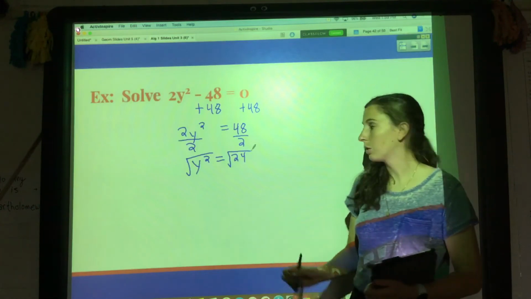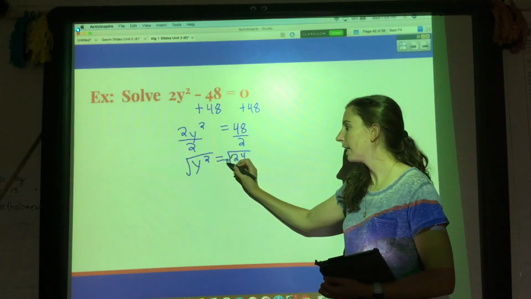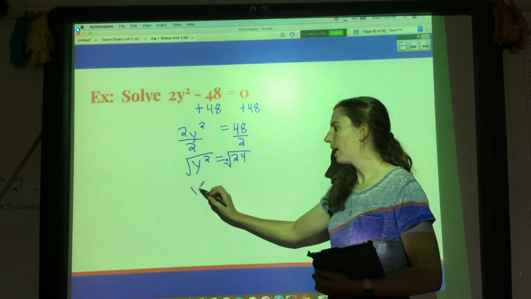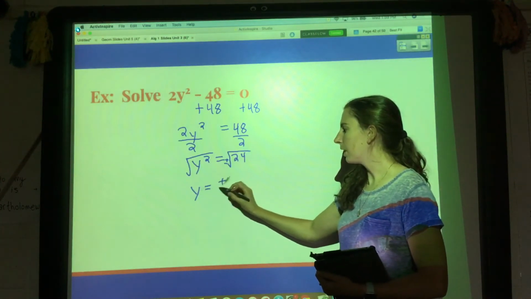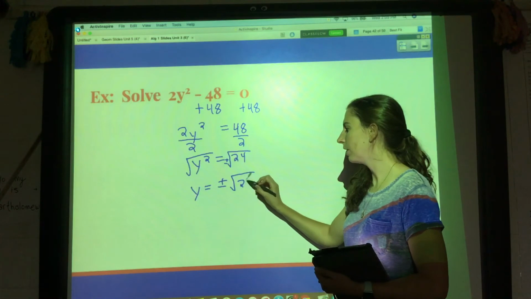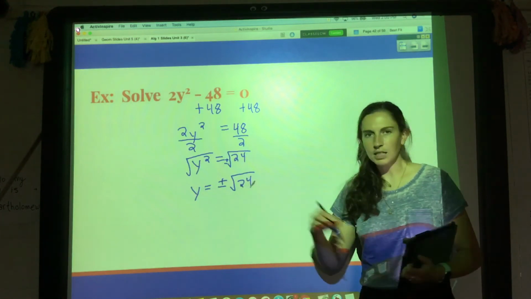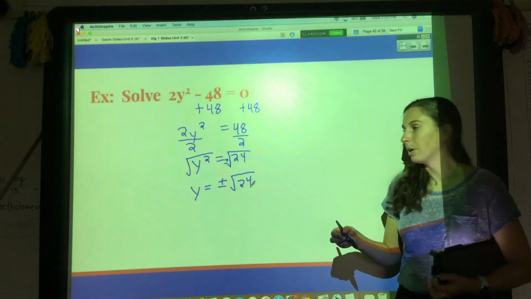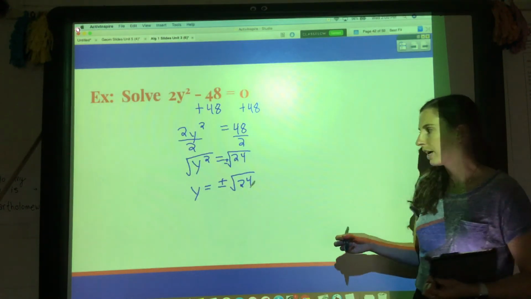Don't forget, when you square root, it could be positive and it could be negative. That's going to give you two solutions. So now y is by itself, and it equals plus or minus square root of 24. You can get a decimal out if you want, but I'd rather you leave these in radical form. But it's best to leave them as a simplified radical.